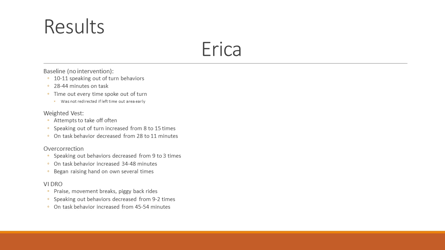During the baseline phase for Erica, she had 10 to 11 speaking out of turn behaviors and remained on task 28 and 44 minutes. The researchers did not perform any interventions. However, the teacher gave a timeout every time Erica spoke out of turn, but was not redirected when she left the timeout area early. When Erica had the weighted vest on, she often tried to take it off, and her speaking out of turn increased from 8 to 15 times, while her on-task behavior decreased from 28 to 11 minutes.